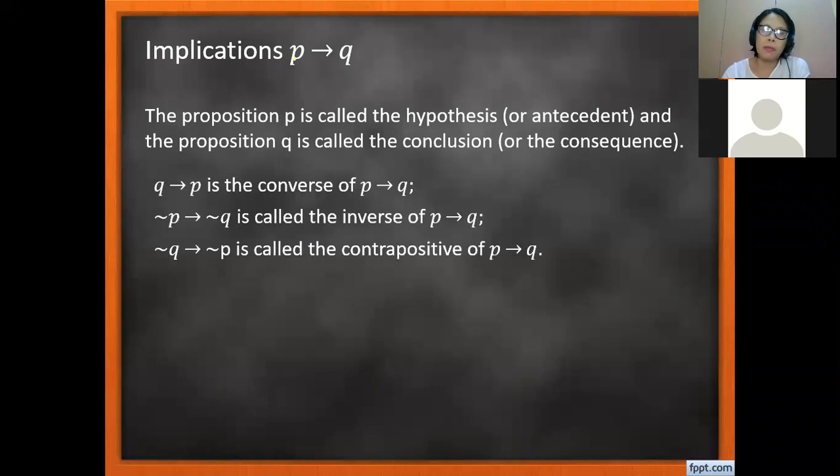Now, from if P then Q, we're going to reverse the two, and we call this the converse. So if Q then P is now the converse of the if P then Q statement. And negating both P and Q, starting with the negation of P as the hypothesis, we have if negation of P, then negation of Q. We call this the inverse of if P then Q. And lastly, we reverse the two, and then we get if negation of Q, then negation of P. This is called the contrapositive of if P then Q.